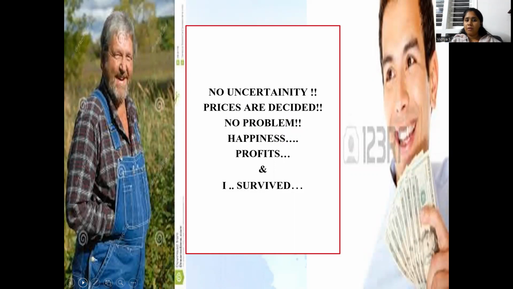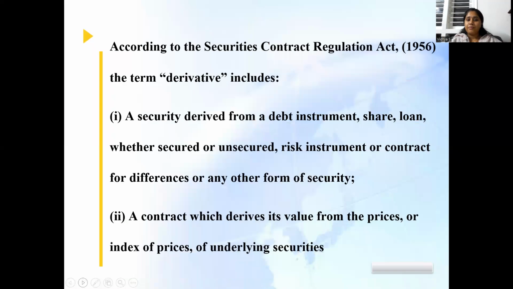You have no problem, happiness, and you have profit as well as you survived. Now you will think, yes, I've survived on both sides. Now, according to the regulations, what they're trying to tell us is that a security is derived from a debt instrument like a share, loan, whether secured or unsecured, risk instrument, or a contract for difference or any other form of security.